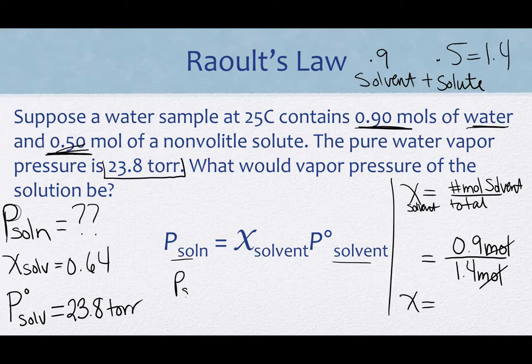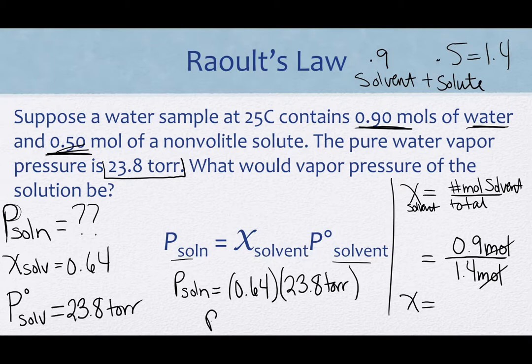So the pressure of the solution is 0.64 times 23.8 torr. So the pressure of the solution equals 0.64 times 23.8 is 15.2 torr.